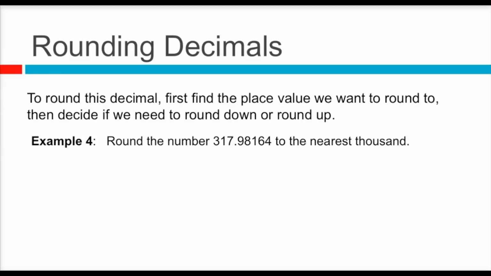So first we need to locate the thousandth place, which would be the 1 in this number. If we look to the right of that round-off digit, we see it's a 6, and so that would mean that we round up. So we want to increase the 1 by 1, which would make it a 2, and the final answer would be 317.982.